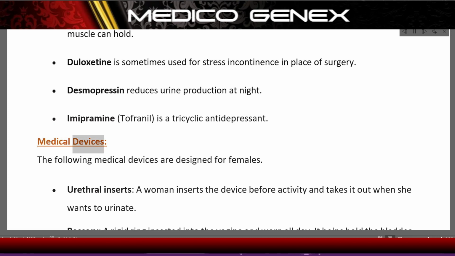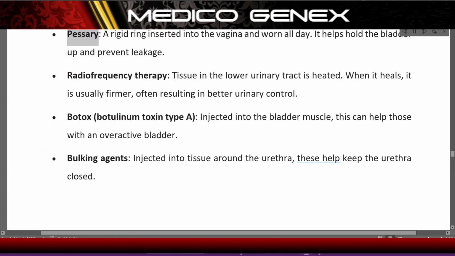Medical devices. The following medical devices are designed for females. Urethral inserts. A woman inserts the device before activity and takes it out when she wants to urinate. Pessary, a rigid ring inserted into the vagina and worn all day. It helps hold the bladder up and prevent leakage. Radiofrequency therapy. Tissue in the lower urinary tract is heated. When it heals, it is usually firmer, often resulting in better urinary control.